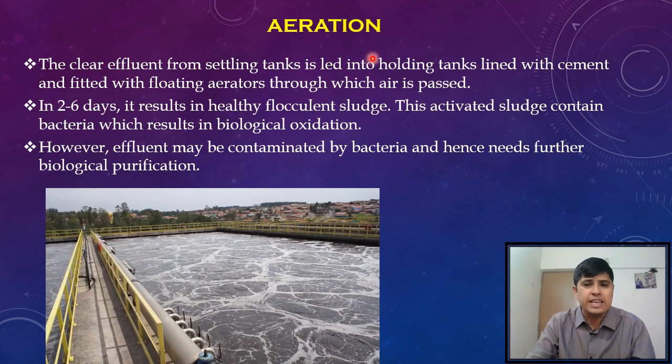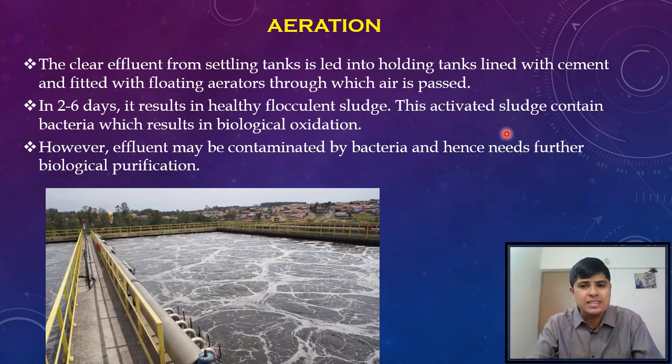The next process is aeration. Under physical processes, the clear effluent from the settling tank is led into holding tanks lined with cement and fitted with floating aerators through which air is passed. This is a floating aerator, through which air is passed in this tank. In 2-6 days it results in healthy flocculent sludge. Because of the passing of air, unwanted smell and odor get removed.